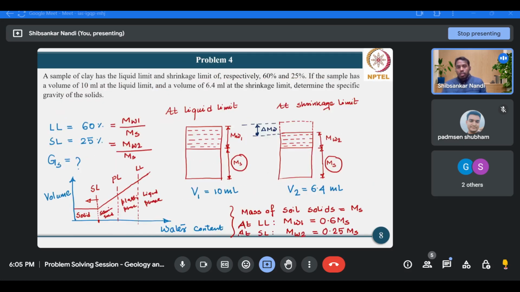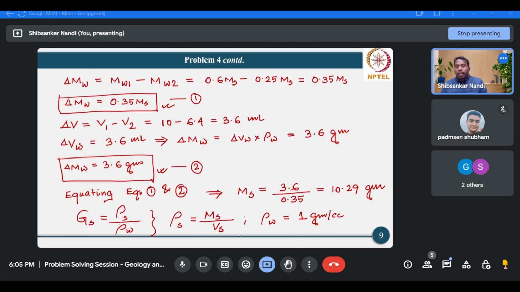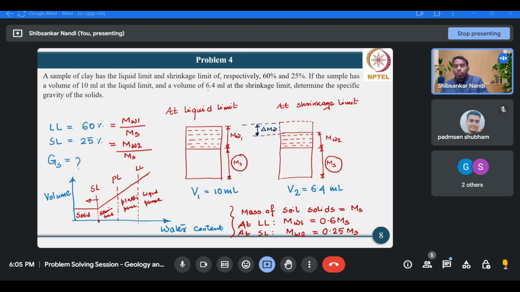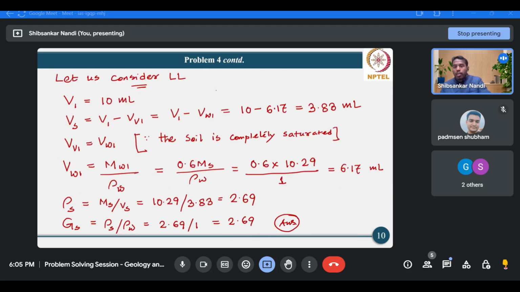It's my suggestion that you please consider the second condition as well, that is the shrinkage limit. We'll again end up with a similar result. If you consider the shrinkage limit case, the total volume will be different. The total volume will be 6.4 ml for the shrinkage limit case. So accordingly, you will get a different volume of water.